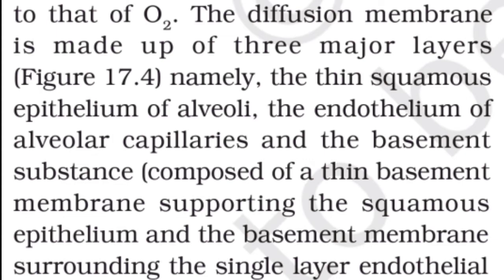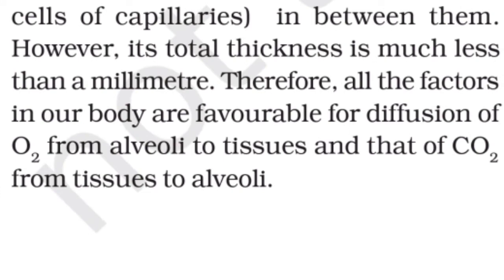The diffusion membrane is made up of three major layers (in bracket Figure 17.4), namely the thin squamous epithelium of alveoli, the endothelium of alveolar capillaries and the basement substance (in bracket composed of a thin basement membrane supporting the squamous epithelium and the basement membrane surrounding the single layer endothelial cells of capillaries in between them). However, its total thickness is much less than a millimeter. Therefore, all the factors in our body are favorable for diffusion of O2 from alveoli to tissues and that of CO2 from tissues to alveoli.